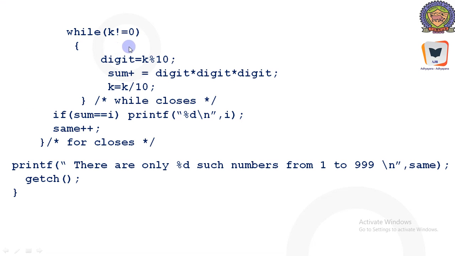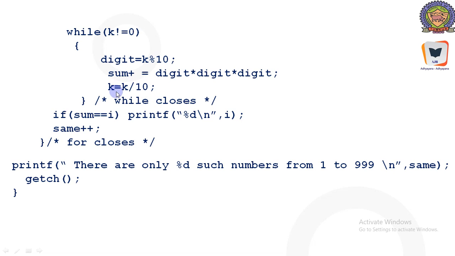Now, while k not equal to 0, let us say the number at a particular point in time is 371. Digit equal to k mod 10. 371 mod 10 is 1. Okay, and sum is set to 0, sum plus equal to 1 into 1 into 1, 1 cube, and k will be reduced by one digit. 371 will become 37 upon dividing that particular number by 10.